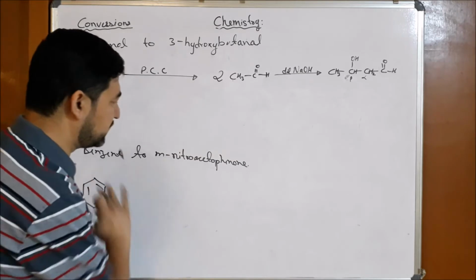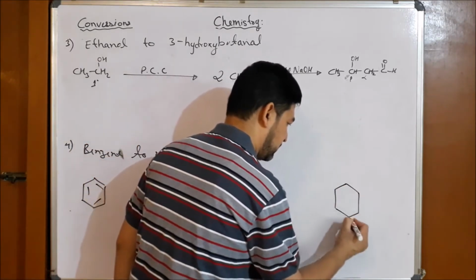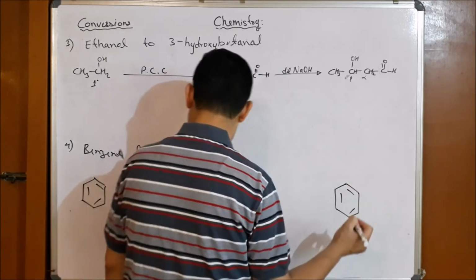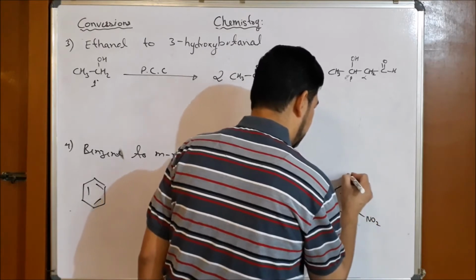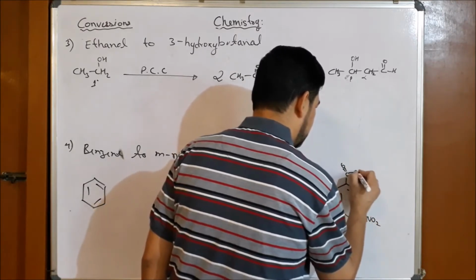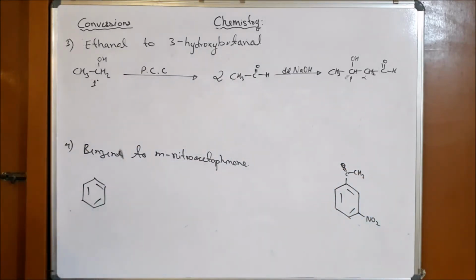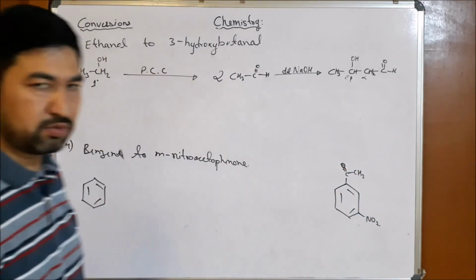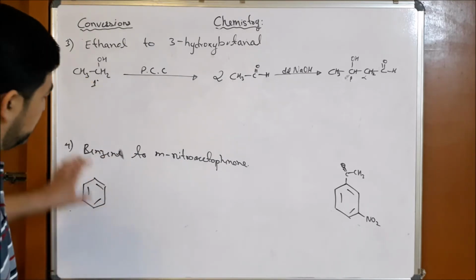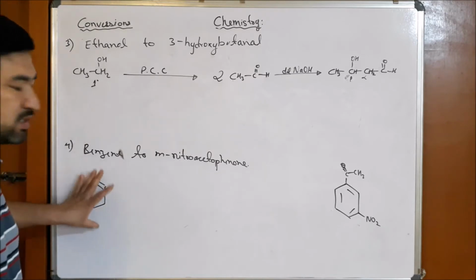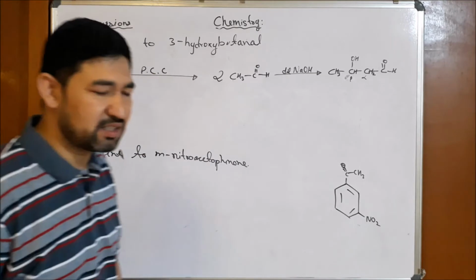Then we have meta-nitroacetophenone. So we have to choose the product. So meta-nitro, and the acetophenone has CH3. For introducing the nitro group, you have to do the nitration. The reagent is concentrated sulfuric acid and concentrated nitric acid. When you add them, nitration takes place. That is monosubstitution, NO2 gets inserted.